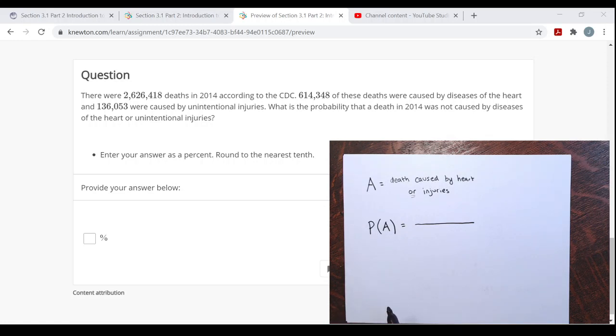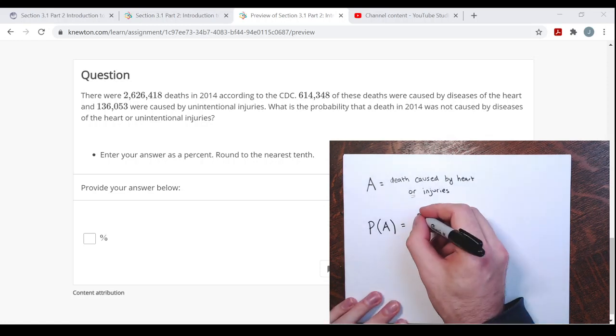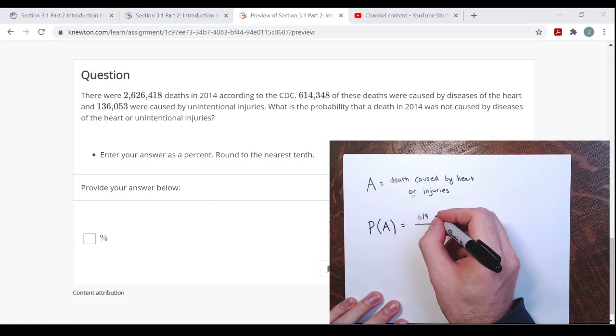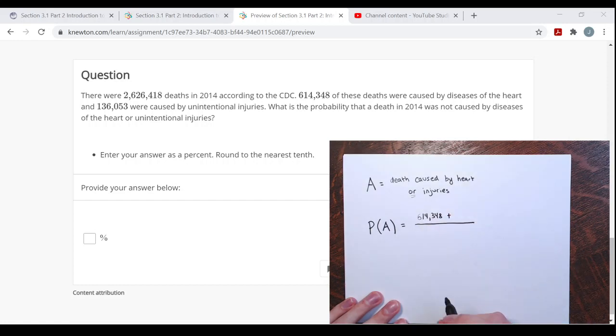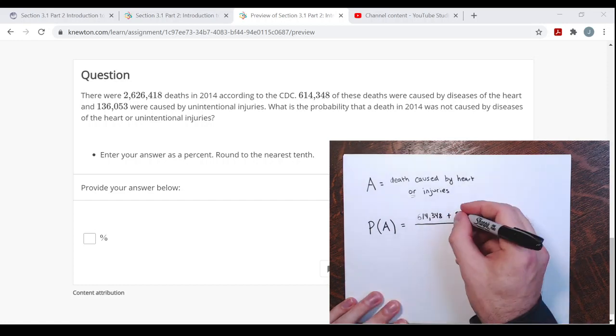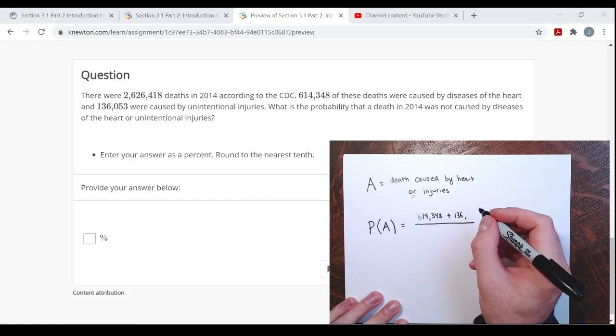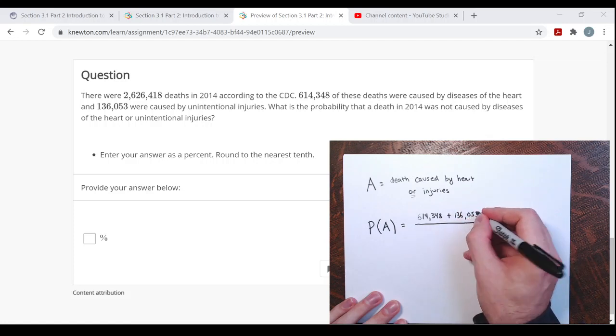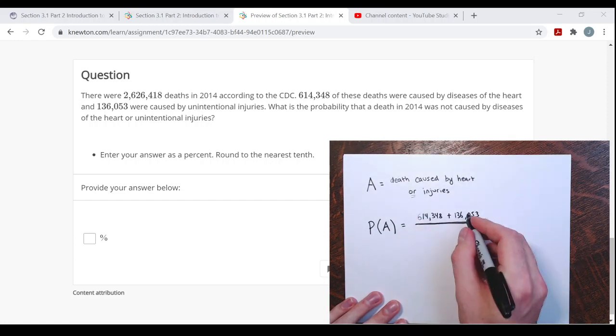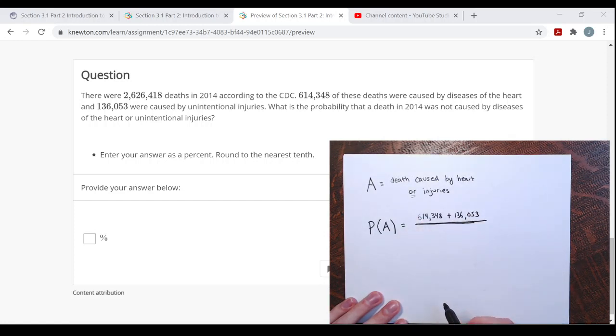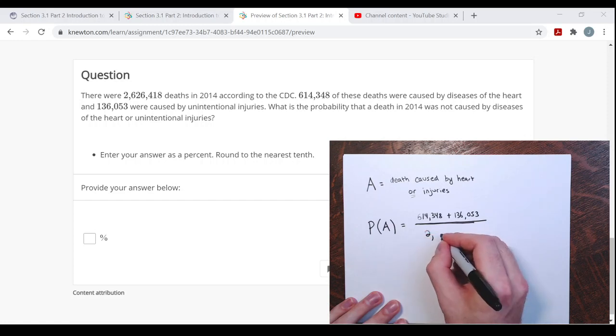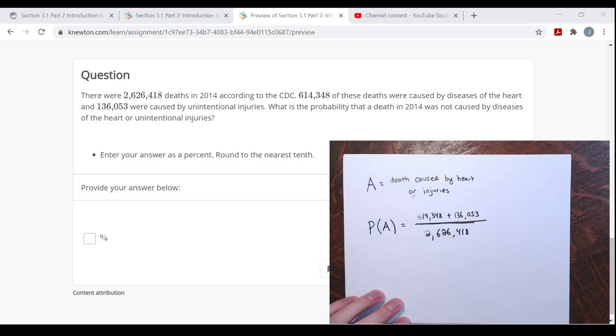So the deaths from heart problems were 614,348, and I'm going to add to that the ones that were caused by injuries, 136,053. All right, and then we'll get the total there. Out of the entire amount, right? Out of all the people that died, out of all the deaths, 2 million. So in the denominator, I have 2,626,418. Right.